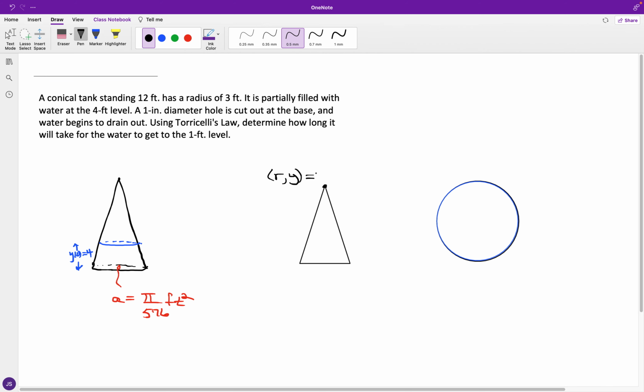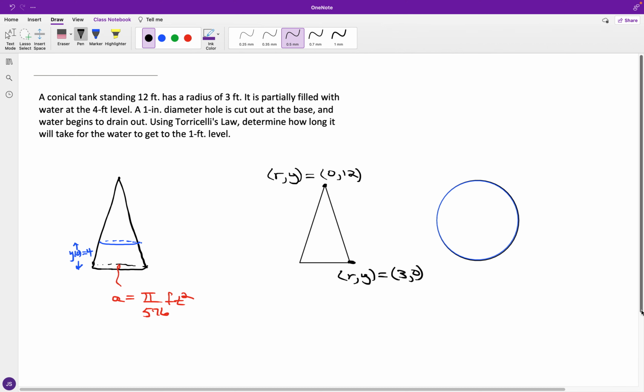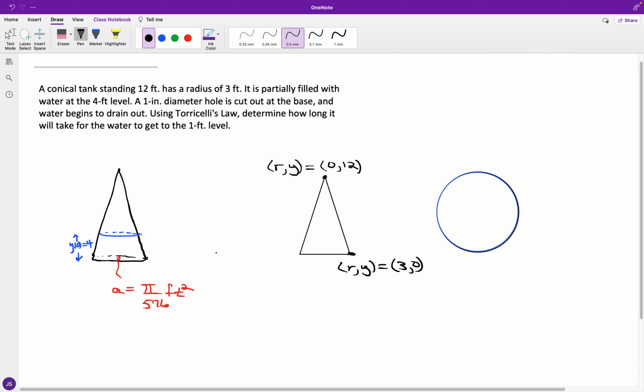You can think of assigning ordered pairs, where you have the radius and the level of the tank. Say at the top you have 0, 12, and once you get to the base, whereupon we have r, y to be at 3, 0. Think of this as a negative slope, and we're looking not at the change in y with respect to the change in r, as in the traditional change in y with respect to the change in x, but at the change of the radius with respect to the change in the water level.